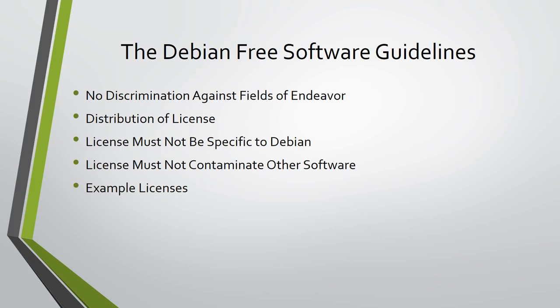License must not contaminate other software. The license must not place restrictions on other software that is distributed along with the licensed software. For example, the license must not insist that all other programs, distributed on the same medium, must be free software. Example licenses. The GPL, BSD, and artistic licenses are examples of licenses that we consider free.